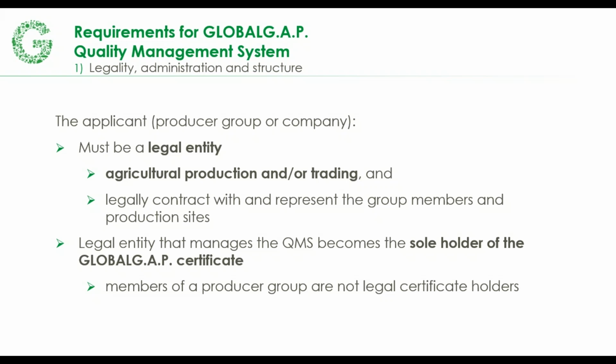There would be a legal contract between the group and the group members. So the group members say, yes, I will belong to this group, and I will commit to adhering to the GLOBAL.G.A.P practices. So this legal entity becomes the sole holder of that certificate, and the members are not legal certificate holders, so only the group can use a certificate in business-to-business transactions, not the producers themselves.